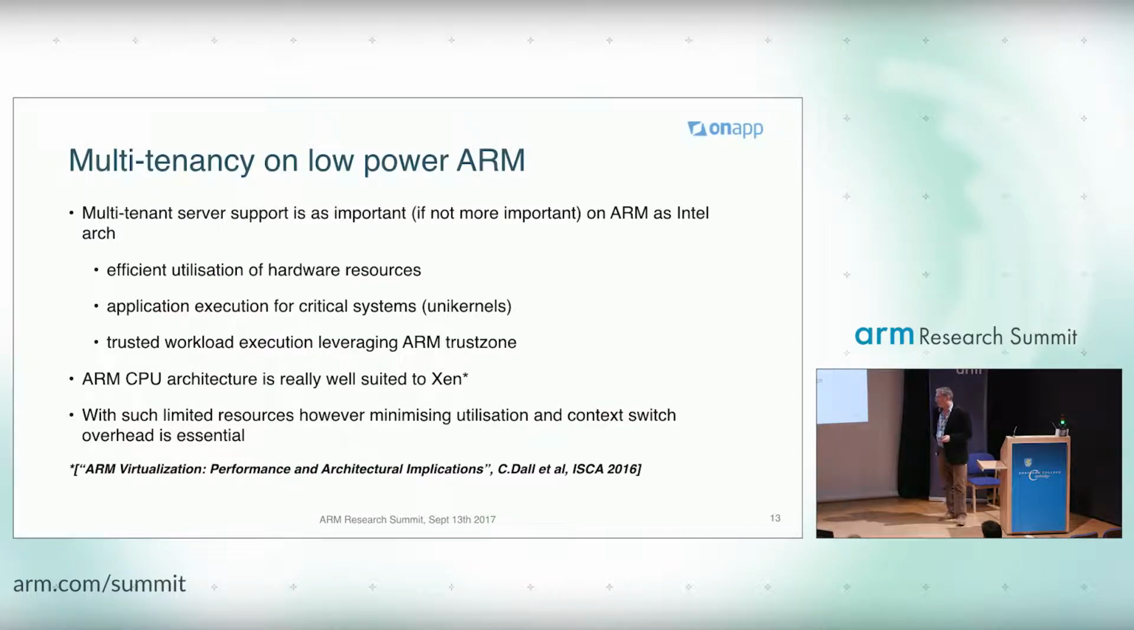The ARM CPU architecture is actually very well suited to Xen, and I would draw your attention to the Christopher Dall paper, which gives a very interesting breakdown of some of the performance benefits of the ARM architecture over Intel. However, one of the conclusions of the paper, which is something that we absolutely concur with, is that it's very important on the ARM architecture to be able to minimize the utilization of the system for system management overhead, and in particular to minimize the context switch overhead that is one of the challenges with the virtualization system.